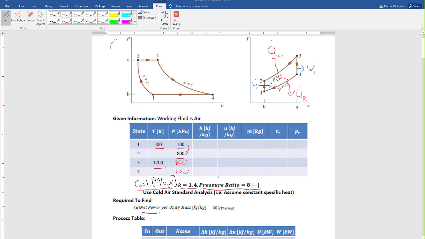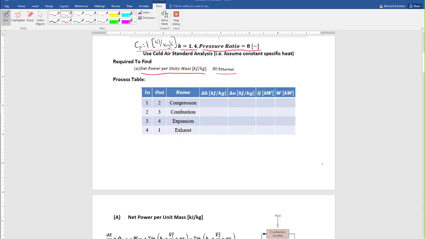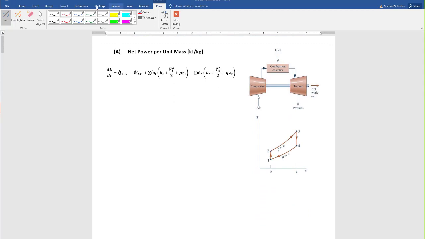We're asked to find the net power per unit mass and the thermal efficiency. So the first thing I'm going to do is try to find symbolic solutions. And then I'll go through and try to fix the states. So the net power per unit mass. In order to do this, I have to do a first law analysis here on the compressor and on the turbine. So for the compressor and the turbine, we're trying to find these things. I could draw them like this.